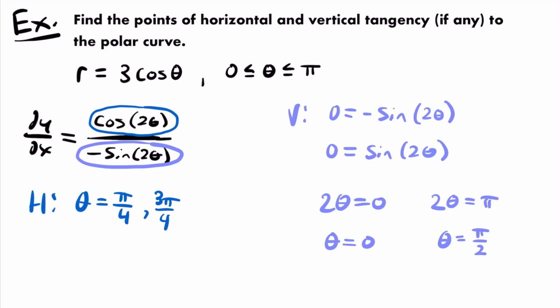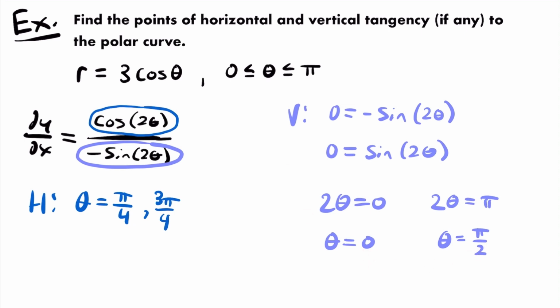All right, and just remember to check to make sure that none of your angles for your vertical tangent lines are the same as your horizontal tangent lines, because if they are the same, then you're going to eliminate them. You're probably not going to have either of those types of tangent lines at those angles. All right, and we don't have any overlap here, right? We have pi divided by 4, 3 pi divided by 4 for horizontal, and 0 and pi divided by 2 for vertical. So we're good.